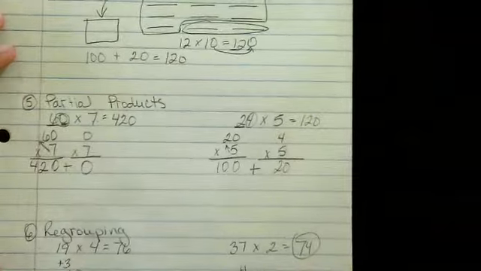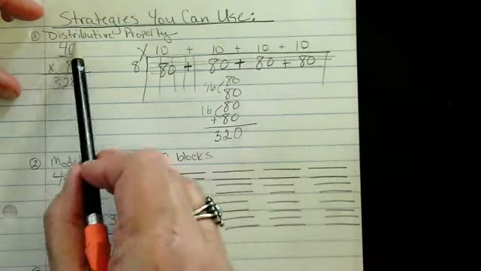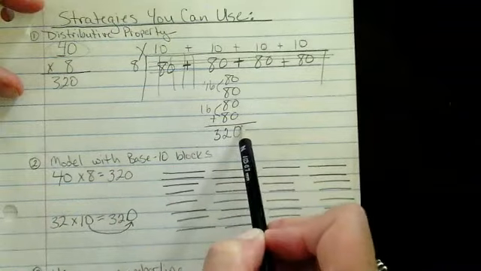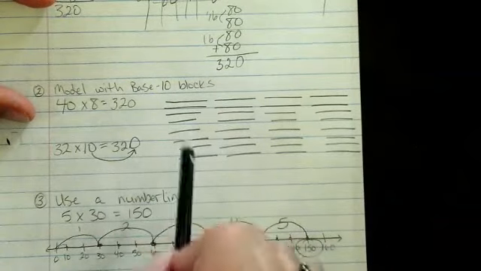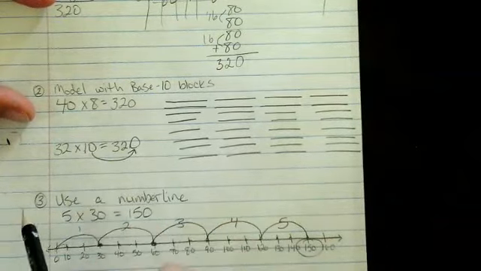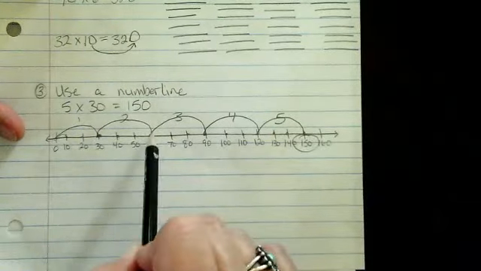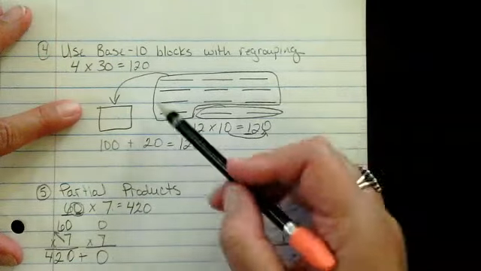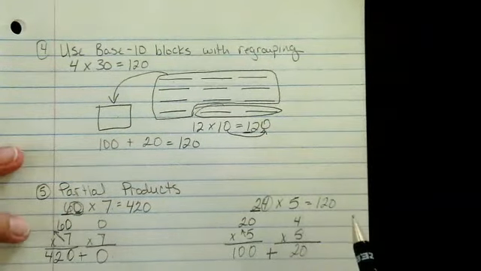So, one more time, let's review. You have the distributive property where you can break apart multiples of 10 into groups of 10 and then multiply each one and add them together. You have modeling with base 10 blocks. Count up each of your 10 longs and then multiply by 10. You have using a number line, breaking it apart into groups and finding your answer. You have base 10 blocks with regrouping, breaking 10 groups of 10 down into the next place value up. Okay, we can do that one.